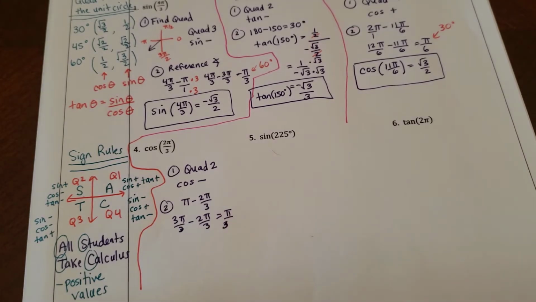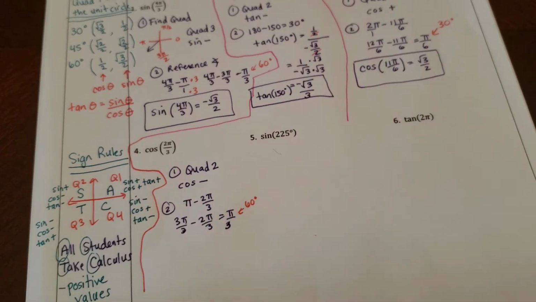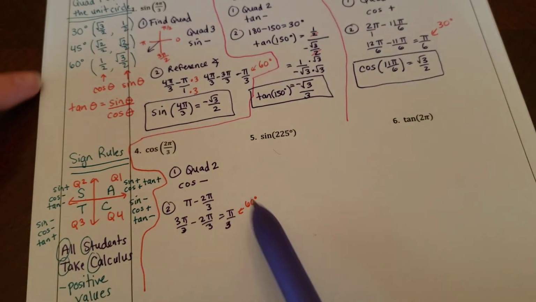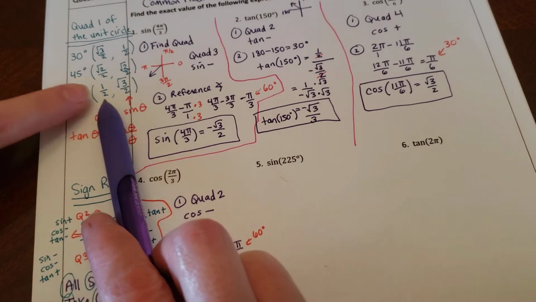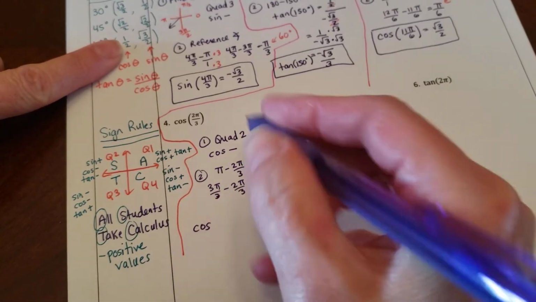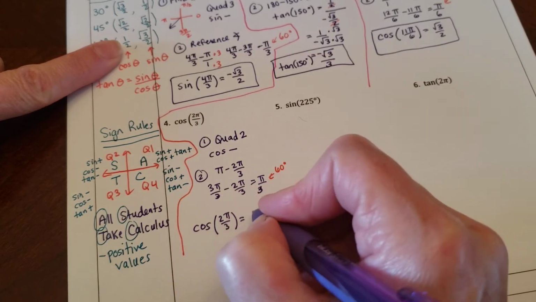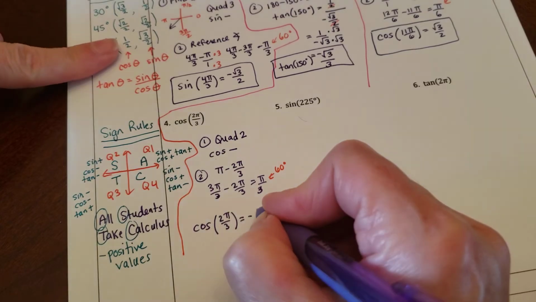And pi over 3 is just the same as 60 degrees. So I know cosine of 60 degrees, here's 60 degrees. Cosine is 1/2, but we know it's negative. So then my cosine, again, make sure you use your original radians, 2 pi over 3 is going to be negative 1/2.